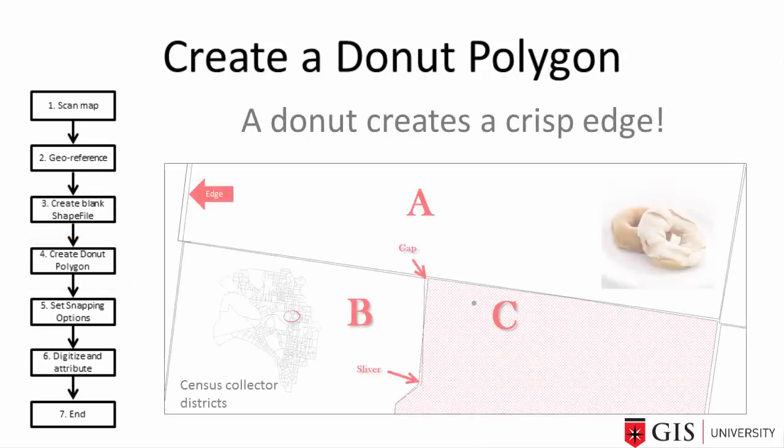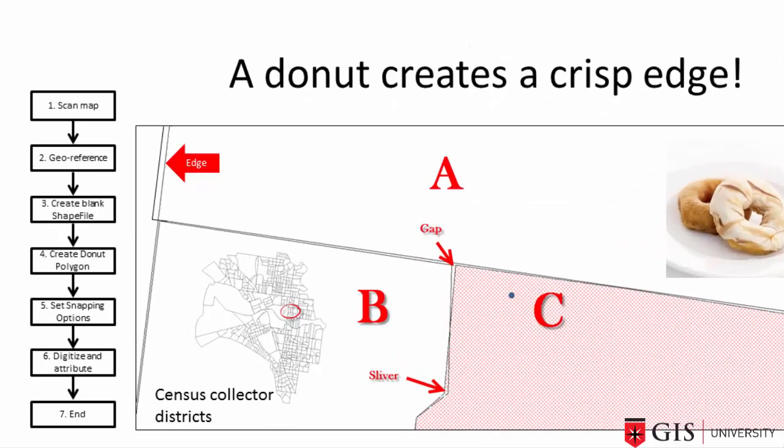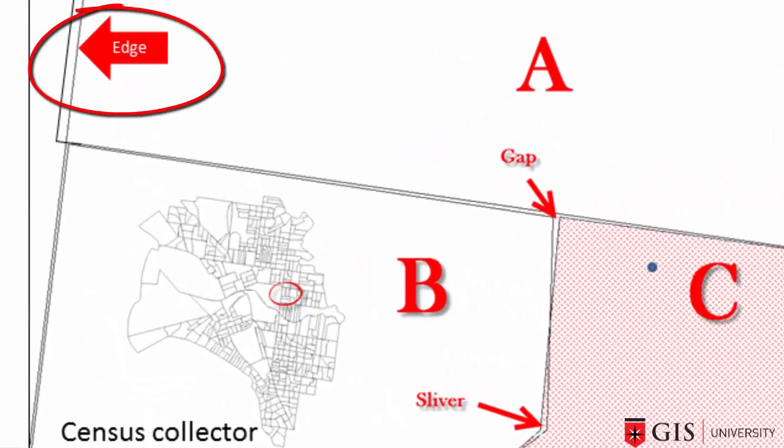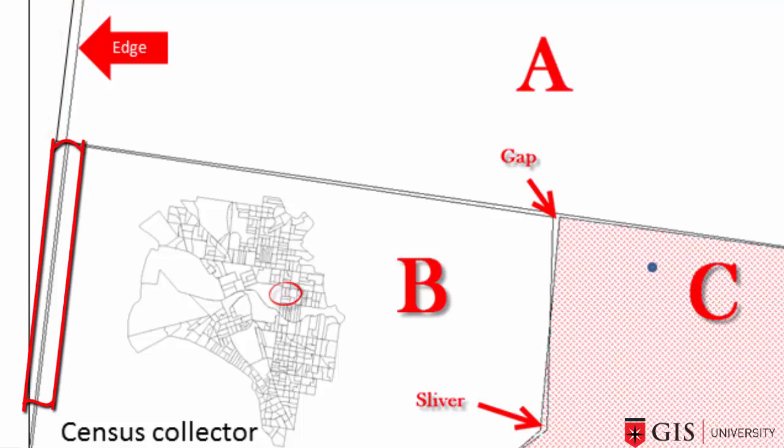Now, this digitizing example demonstrates what can happen in the absence of a doughnut polygon. Imagine this arrow here is pointing to an imaginary edge to our field area. Now, with that in mind, let's have a look at one digitizing scenario. In Polygon A, I've overshot and over-digitized the edge of the field area here. And in Polygon B, I've undershot and under-digitized the end of the field area here. So, any planning decisions made in this area would be on the basis of an erroneous map.